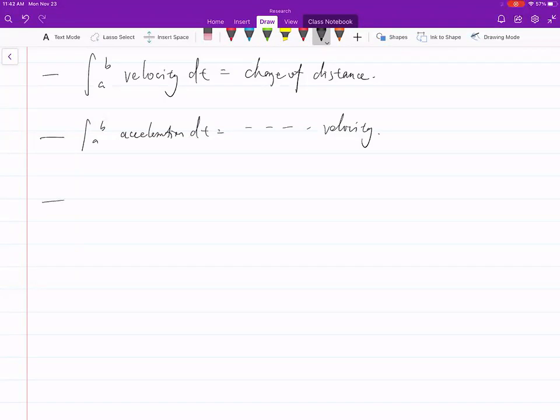For example, what if you accumulate oil leakage? So let's say you have an oil tank and it's leaking.